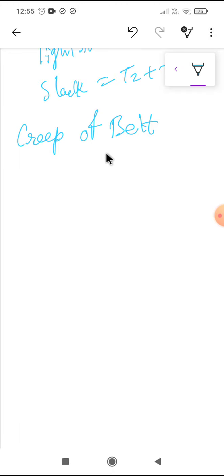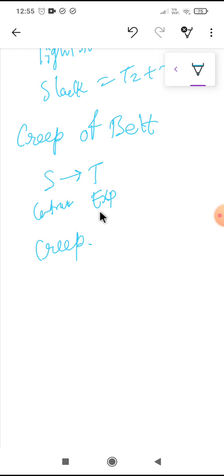When a belt passes from the slack side to the tight side, a certain portion of the belt extends and contracts again and again. On the tight side it will expand, and on the slack side it will contract. So when the belt passes from tight to slack side, due to this change of length, there is a relative motion between the belt and pulley surface, and this relative motion is called creep.